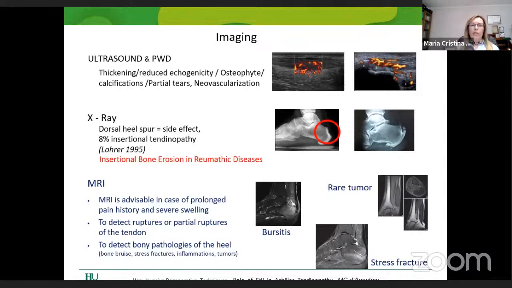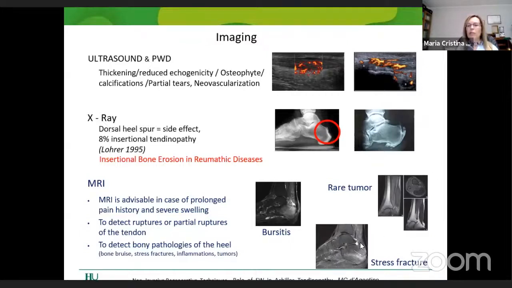We know that the first step is very simple, ultrasound, but power Doppler imaging is very important as we know the staging of the disease and the severity of the disease, but X-ray is as important as well. If we have, for example, erosion of the calcaneal synthesis, we have to think of rheumatic disease. This is very important. And MRI is advisable in case of prolonged pain history and severe swelling.